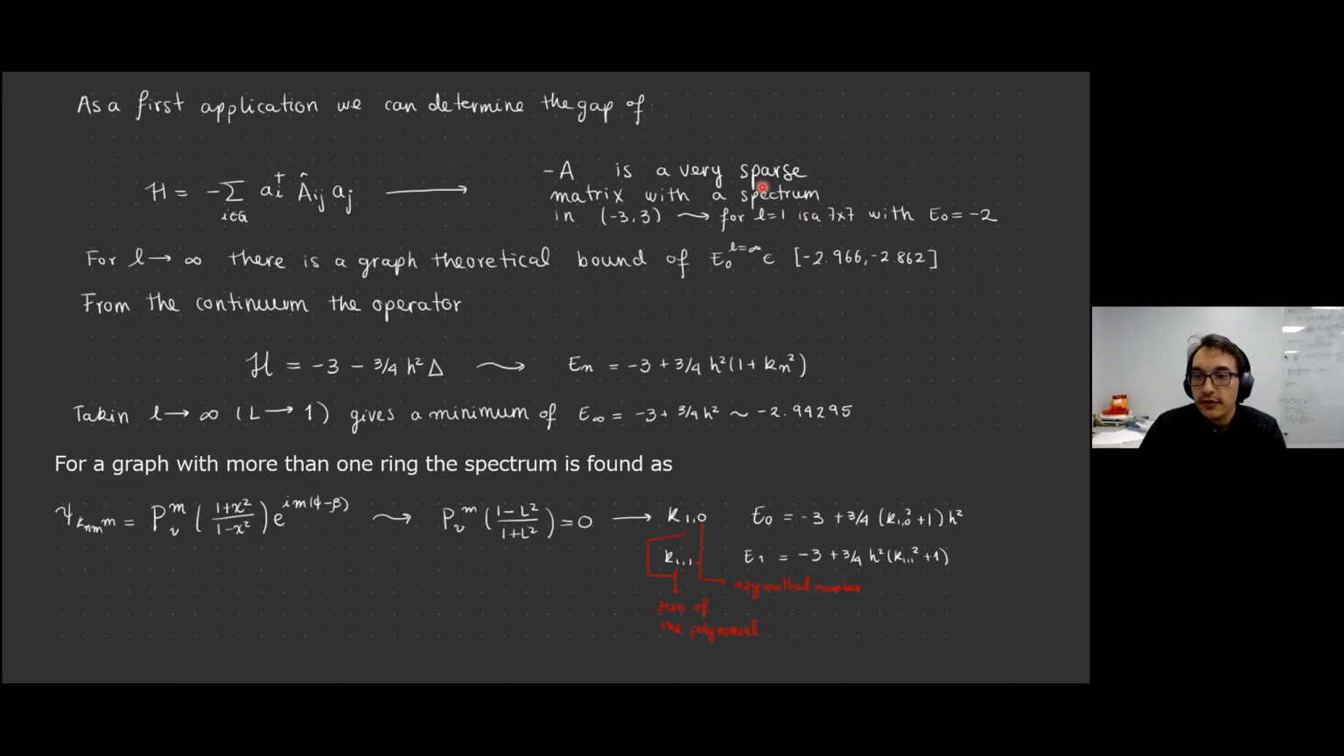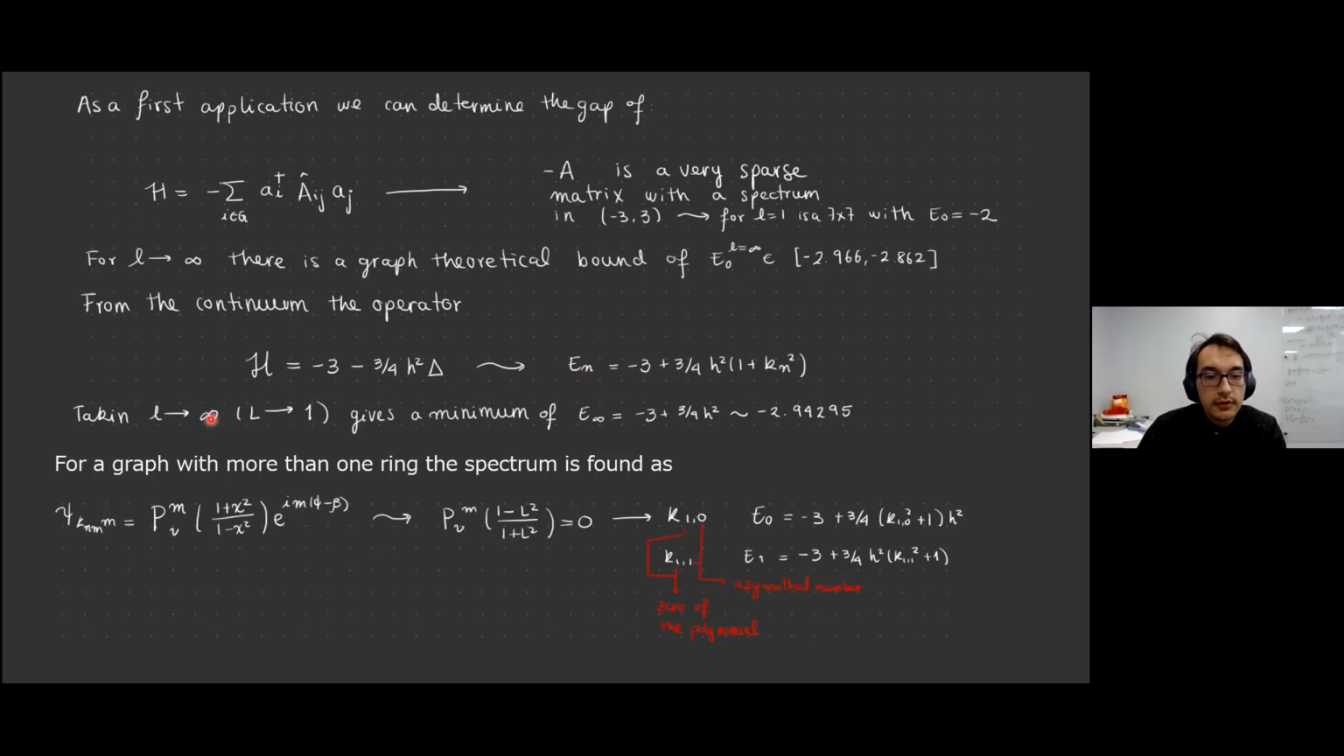Okay, so for the first case, the ground state energy is -2, but there are some graph theoretical results that have put a bound on the ground state, that they know that the ground state energy has to live in this interval. On the other hand, for the continuum operator, it will be given by this operator. So the energies, based on what we saw before, are going to be like this: -3 plus 3 times the eigenvalue of the Laplace operator.